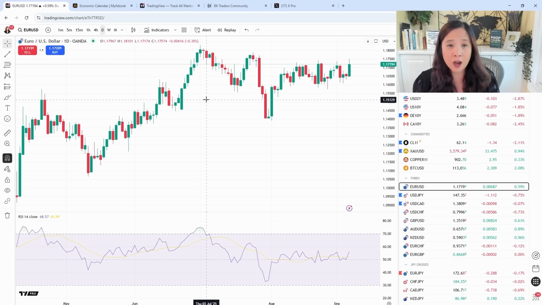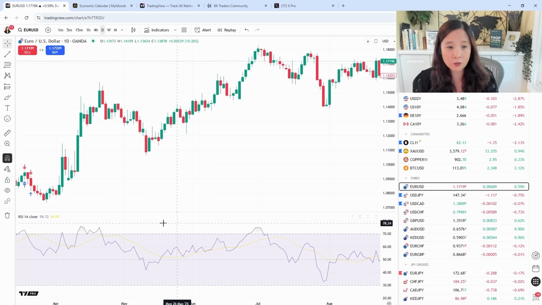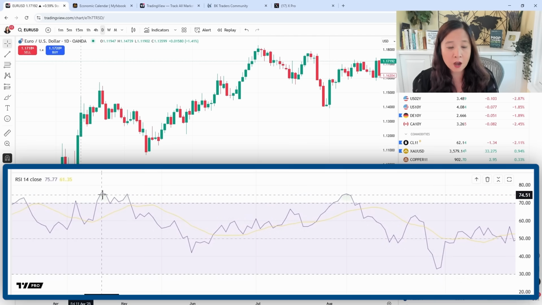You can add the RSI and look for the RSI double dip, where you basically look for RSI to rise above 70, and you wait for it to close back below it and dip back below it.